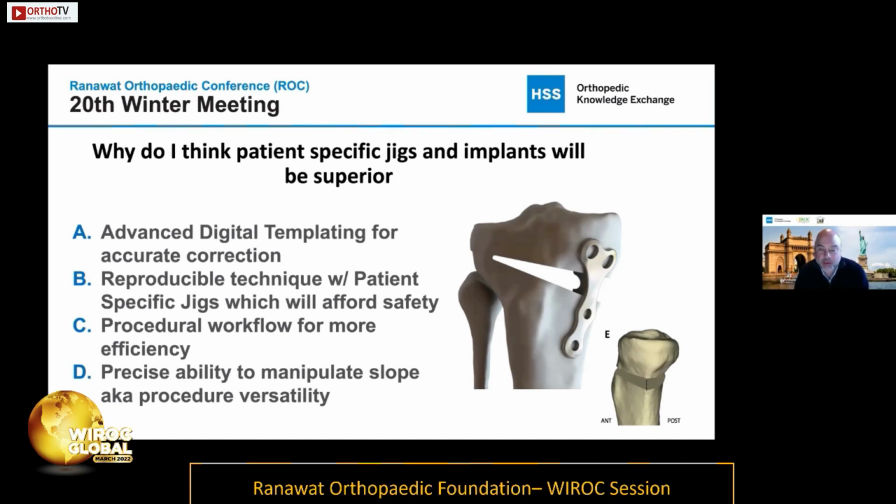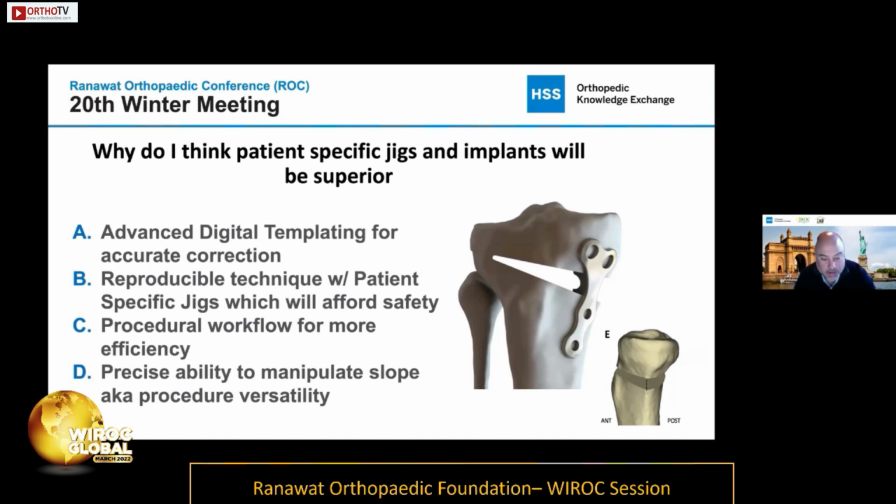So why do I think patient-specific jigs and implants will be superior to traditional osteotomy? Well, we can really do advanced digital templating. The Miniaci technique is great, but drawing a lot of lines, I used to do it on paper, and it's very labor intensive. So we can do virtual osteotomies. We can create a very reproducible technique, which really then gets you safety. And then you have improved procedural workflow to make it a much more efficient operation.